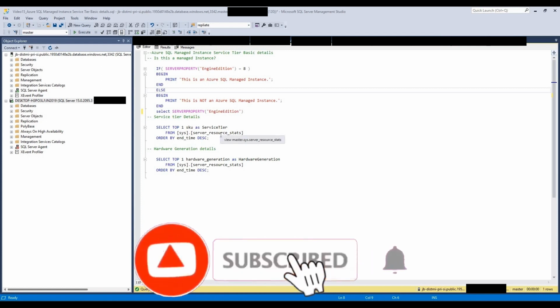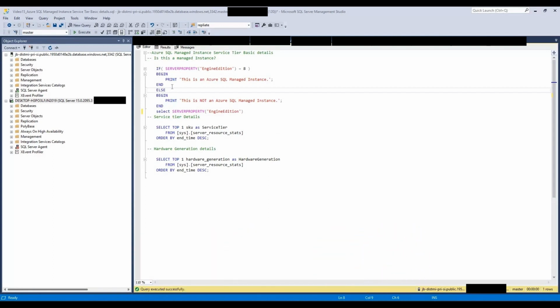We will discuss the basic service tier details of Azure SQL Managed Instance. Let's start with this particular query where I'm checking the server property of engine edition equal to 8. If it turns out to be 8, it tells us the connected instance is an Azure SQL Managed Instance. On the other hand, if it turns out to be something other than 8, it's not a SQL Managed Instance. Let's go ahead and execute it.